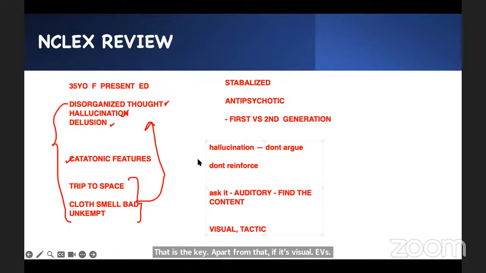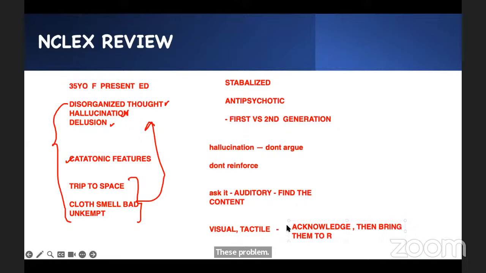Apart from that, if it's visual or tactile, you don't ignore it, you acknowledge it. The key word is acknowledge whatever they're telling you, but you bring them to reality. So I will acknowledge this problem, then bring the patient to reality.